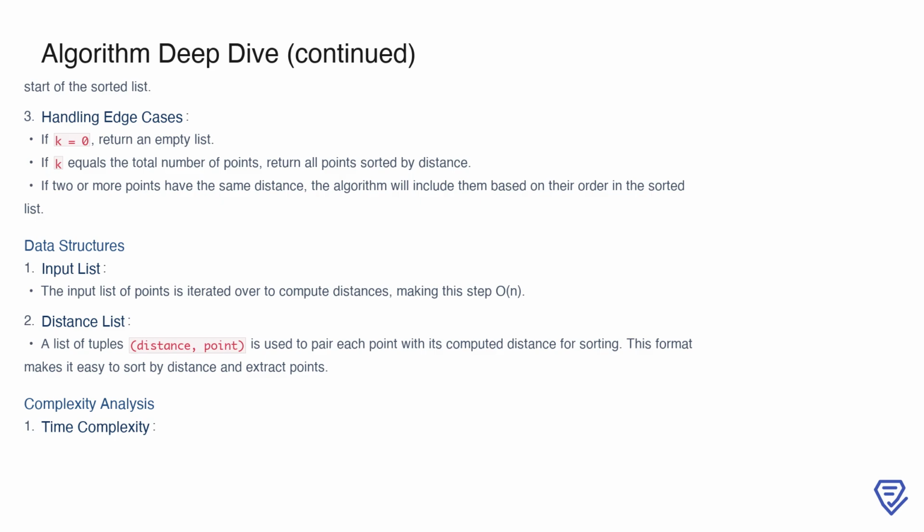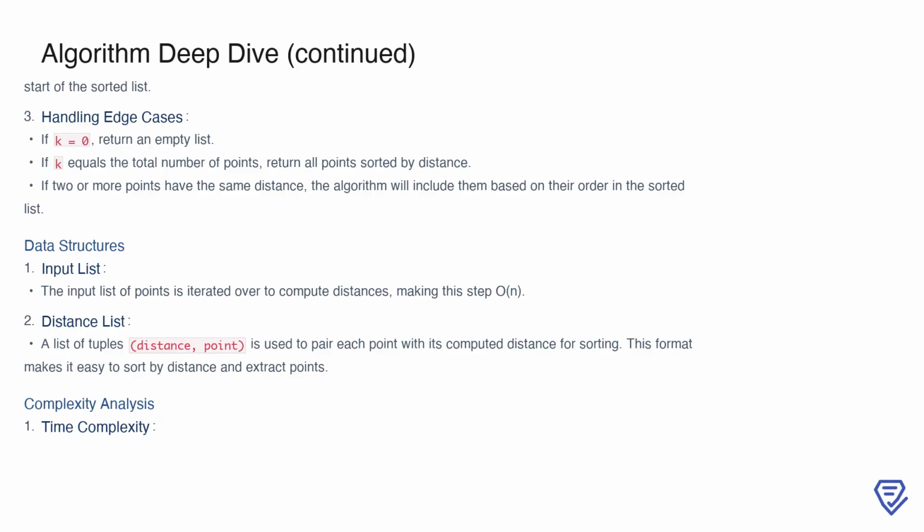For example, if k is 0, the output should be an empty list since no points are requested. If k equals the total number of points, we return all points sorted by their distance to the origin. Another scenario involves ties. If multiple points have the same distance to the origin, the algorithm will include them based on their order in the sorted list.